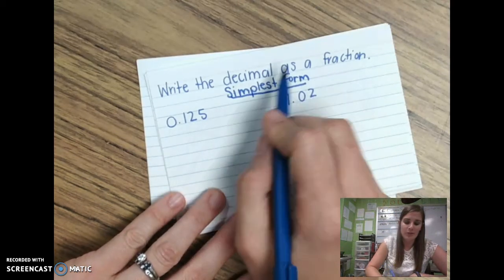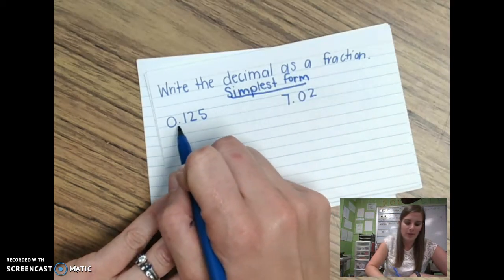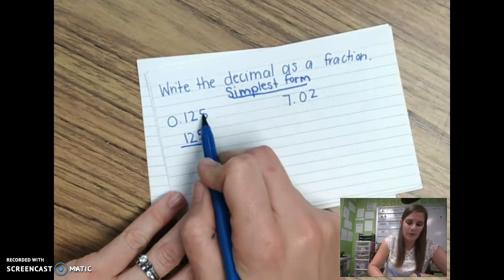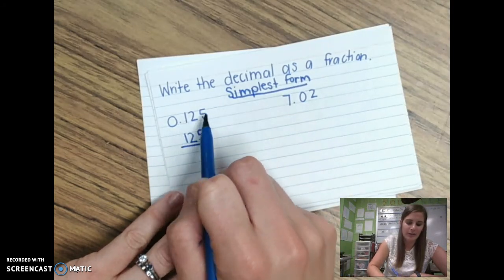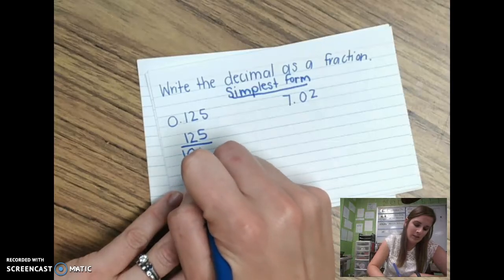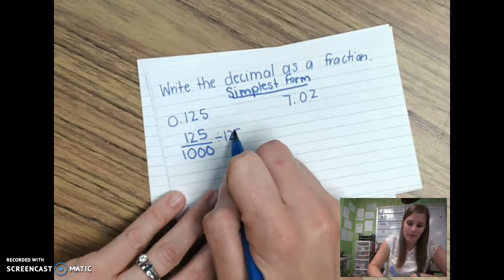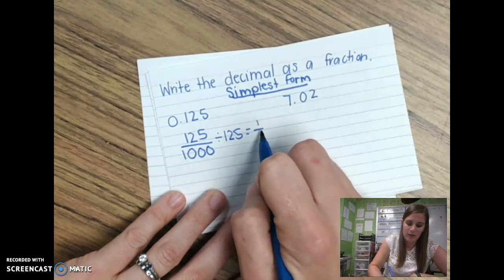So anytime it says you need to write it as a fraction, the number that's written, that's the top number. Then you're going to see what place value that 5 is in. So tenths, hundredths, thousandths. And you're going to simplify by 125. And we get 1/8.